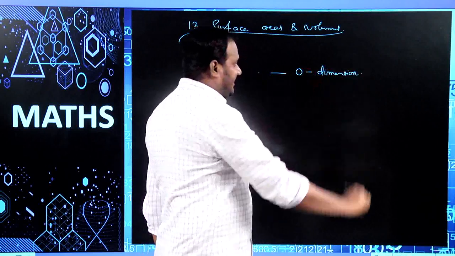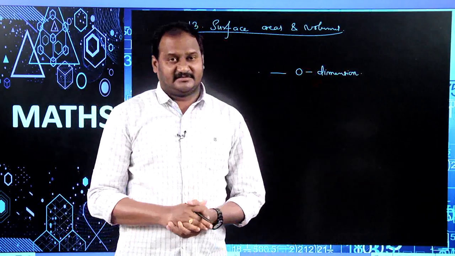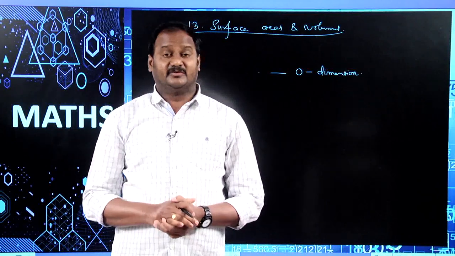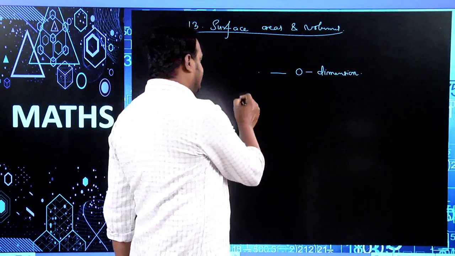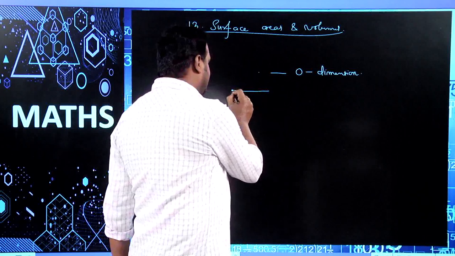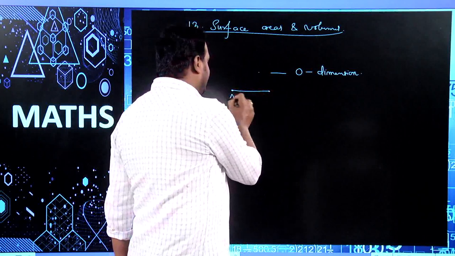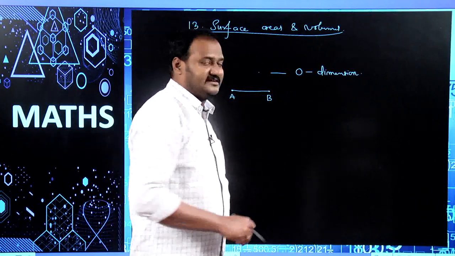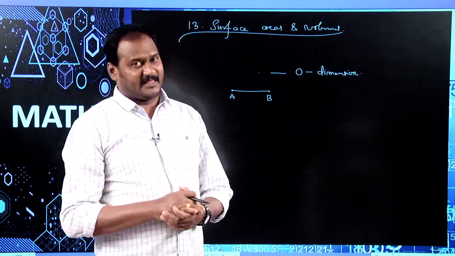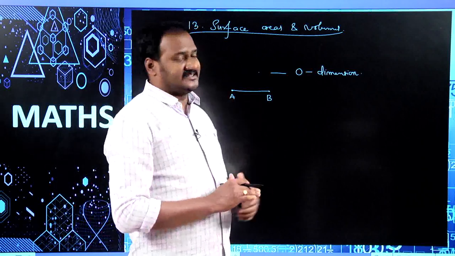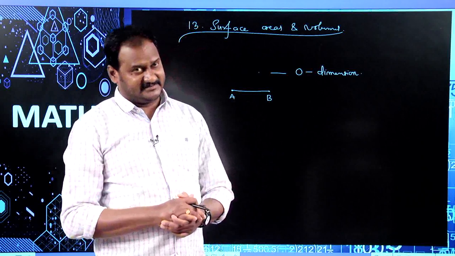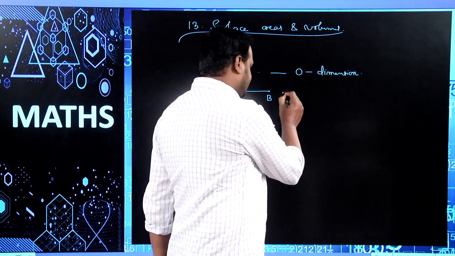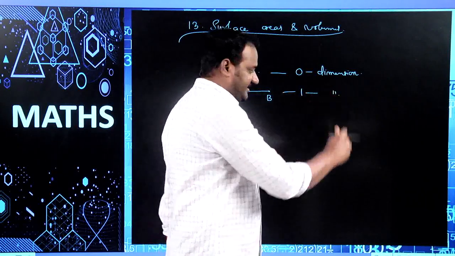Right? And one dimension. One dimension means there may be only a length. Only a length means, let us consider a line segment. A line segment AB has a certain length. So, this line segment is called a one dimensional figure.